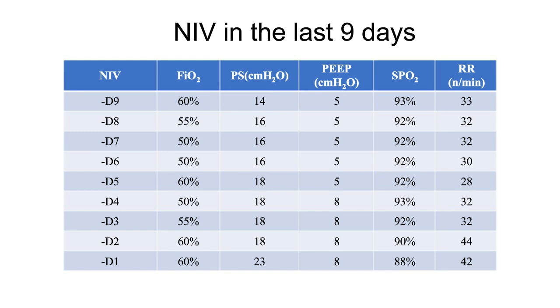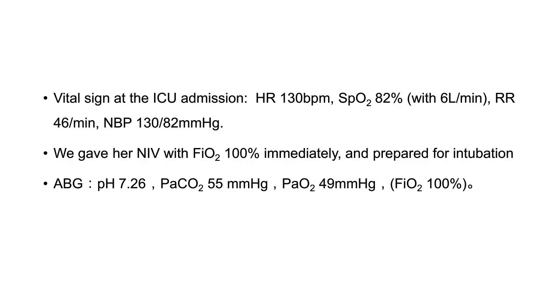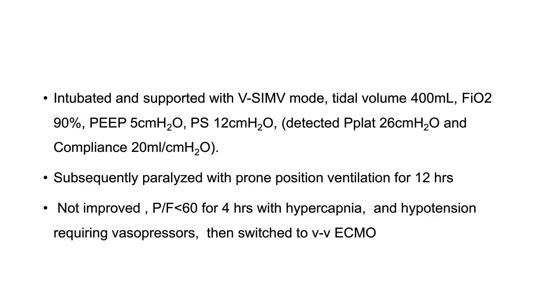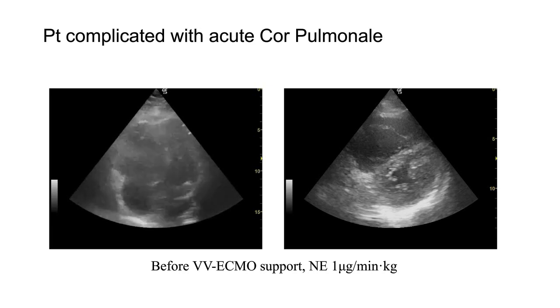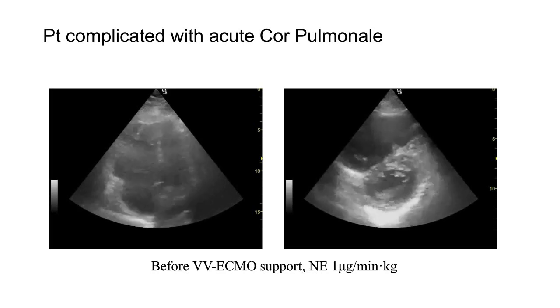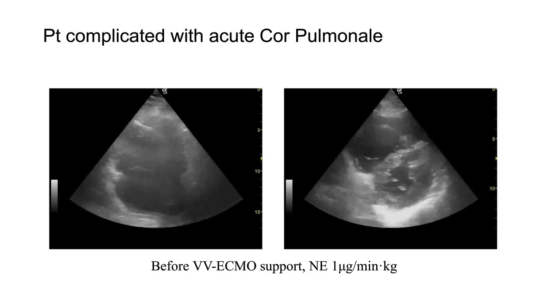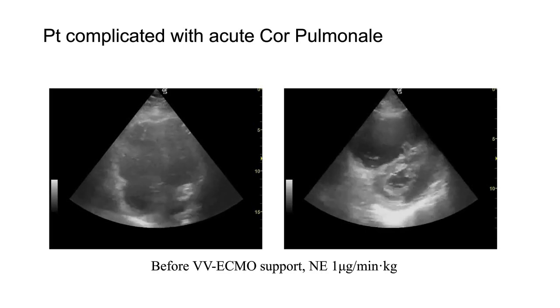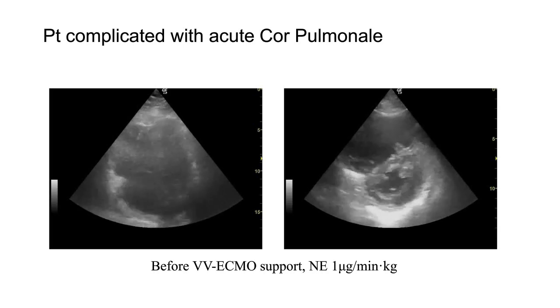Unfortunately, her condition became worse, and the PF ratio was just less than 60 for 4 hours. And also, she developed hypotension, requiring vasopressors, and we switched to ECMO for her. So also we did a bedside echocardiography for her. So you can see she developed an acid-base abnormality, and also you know her right ventricle collapsed, and also compromised the left ventricle. So it induced a lower cardiac output for her. So she required a high dose of norepinephrine, around 1 microgram per kilo before ECMO.